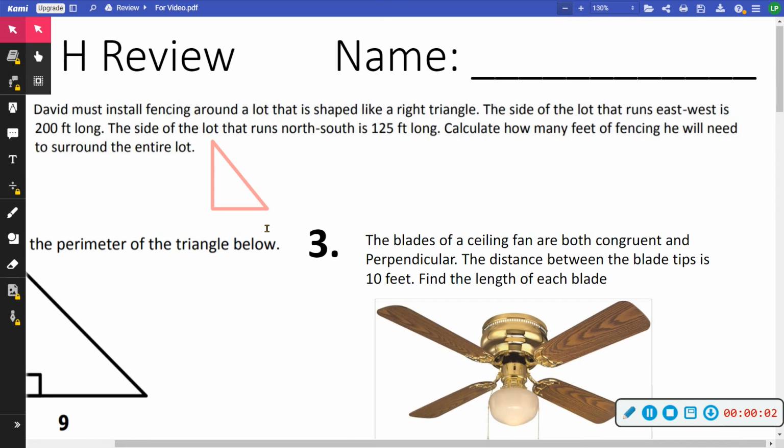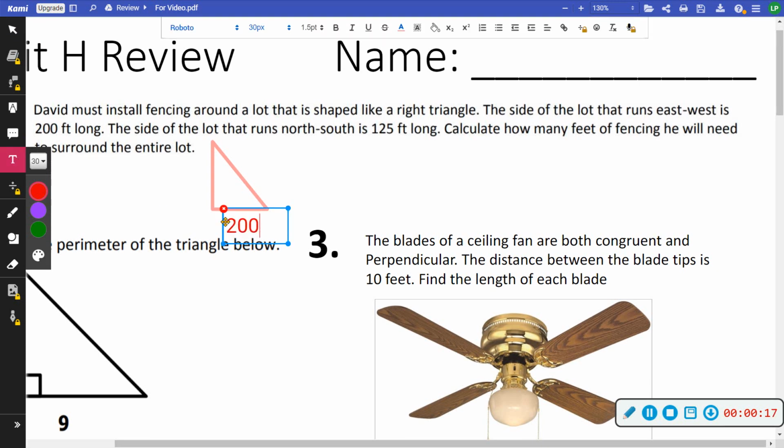David must install fencing around a lot that's shaped like a right triangle. So I drew a right triangle. The side of the lot that runs east and west is 200 feet long, so this will be 200. The side that runs north and south, from here to here, is 125. Calculate how many feet of fencing he will need to surround the entire lot.